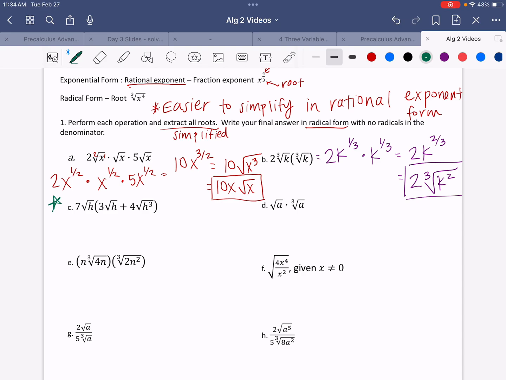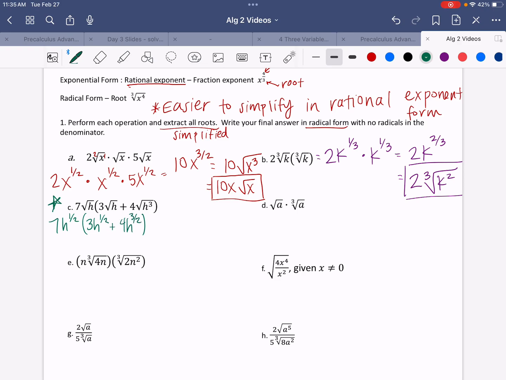So it looks like I have 7 square roots of h times this whole quantity, 3 square roots of h plus 4 square roots of h cubed. I cannot combine inside the parentheses because they're not the exact same root with the same argument. Like this first h is not cubed. So I'm going to go ahead and convert everything. 7h to the 1/2, and then 3h to the 1/2 plus 4h to the 3/2.